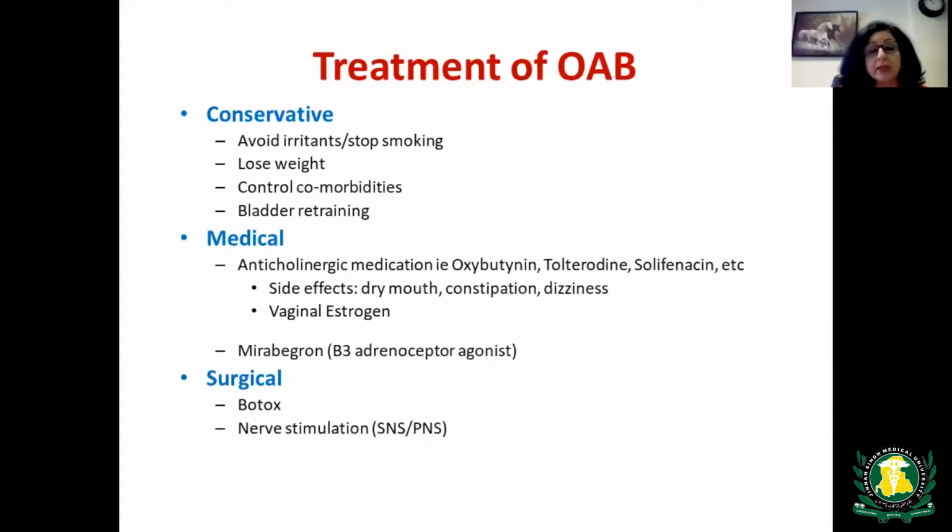Nerve stimulation has not gained as much popularity as Botox. With Botox, again, it is botulinum toxin, which actually causes paralysis of the detrusor muscle by the release of this toxin. And it is very good for women with overactive bladder because it causes the paralysis of the muscle. But the side effect of that could be that women may go into retention and may have to do intermittent self-catheterization after that.